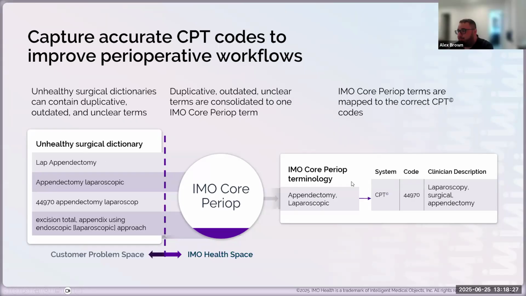An IMO Core Periop term always has a normalized naming convention and is mapped to the appropriate CPT and HCPCS level 2 codes that are necessary for pre-authorizing that term, for being able to search for that term appropriately inside the EHR, and potentially for billing that term on the other end. Really, the idea is we want to apply that level of standardization across the entire dictionary. Again, creating that connection between the clinical term and the codes that are necessary in the pre-authorization and billing processes. That way, you know that they are always lined up appropriately.